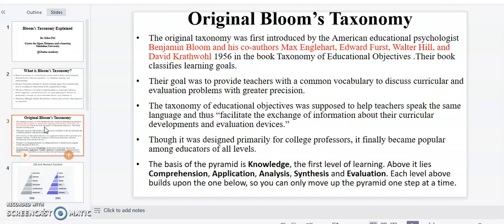The basis of the pyramid is knowledge, the first level of learning. Above it lies comprehension, application, analysis, synthesis, and evaluation. Each level above builds upon the one below, so you can only move up the pyramid one step at a time. That is the original Bloom's taxonomy.